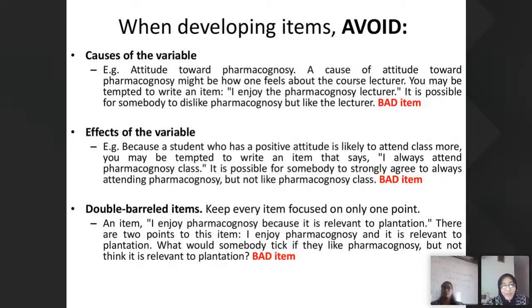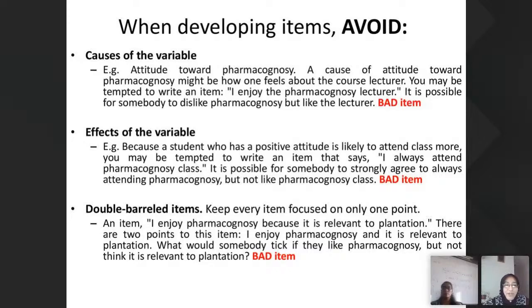A student who has a positive attitude is likely to attend class more. So the item that we may write will be, "I always attend pharmacognosy class." However, we have to bear in mind, it can be possible for somebody to strongly agree to always attending pharmacognosy because they have a good attitude to attend any classes, but actually do not like the pharmacognosy class. When we have that kind of thing, we consider it a bad item. So they shouldn't be there. Causes of the variable, number one. Number two, effects of the variable.